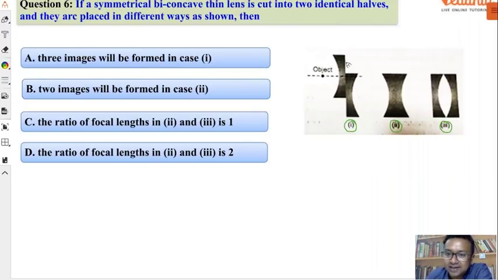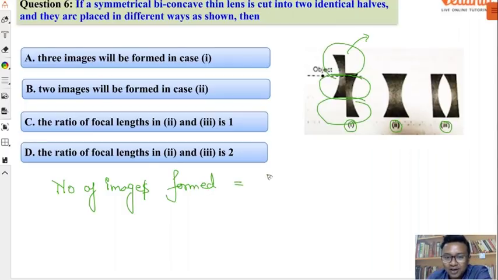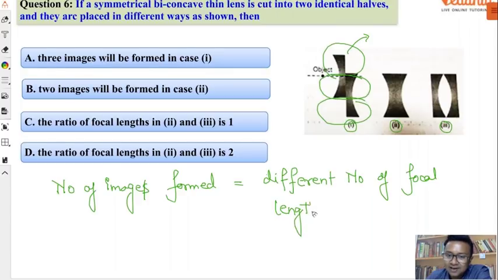Students, understand one thing. In this case, I have this as one region, this as another region, and this as another region. I'll tell you the concept here. The number of images formed will be equal to the number of different focal lengths that we can have. This region will have one focal length, and this region will have another focal length.